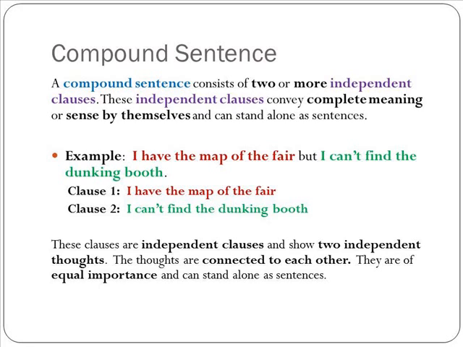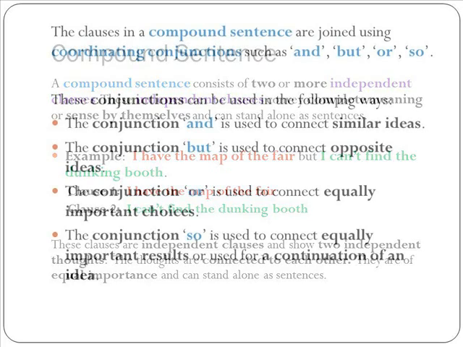I have the map of the fair, but I can't find the dunking booth. Independent clause number 1 is, I have the map of the fair. Independent clause number 2 is, I can't find the dunking booth. These clauses are independent clauses and show two independent thoughts. The thoughts are connected to each other.